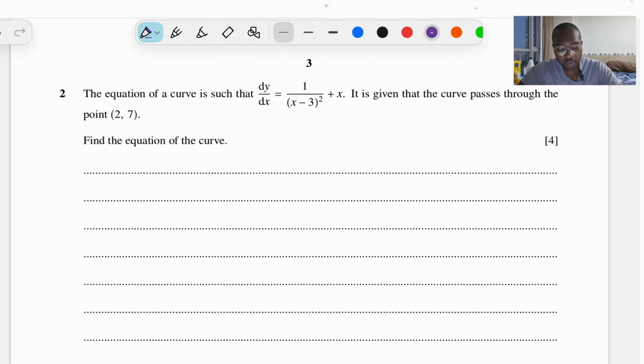So this question here, we've got the equation of a curve such that dy/dx = 1 over (x - 3)² plus x. It is given that the curve passes through the point (2, 7). Find the equation of the curve.